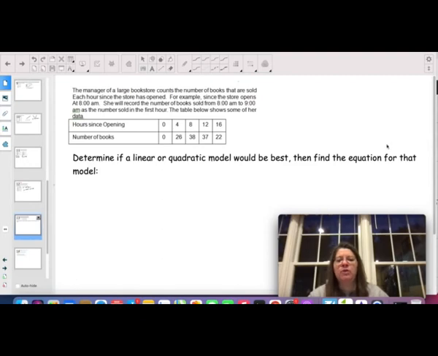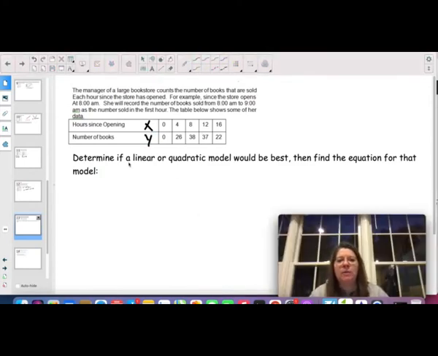I just wanted to make sure you saw one where the table was sideways instead of up and down. And understand that these values on top would be your x values. These values on bottom are your y values. Some students get confused about that, so I just wanted to make sure I showed you one like this.